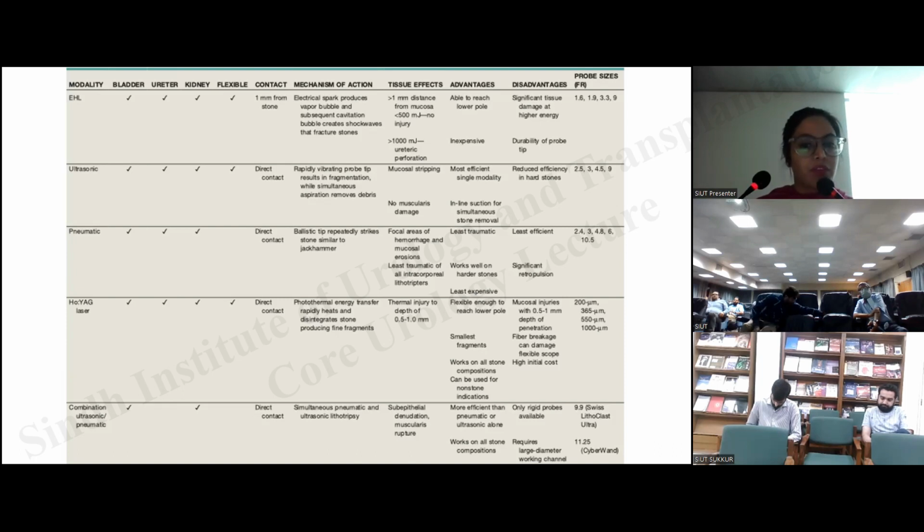The advantage of this combined approach is that it is more efficient than pneumatic or ultrasonic alone. It works on all stone compositions. The disadvantages are that only a rigid probe is available, and it requires a larger diameter working channel. The probe sizes are 9.9 and 11.25.